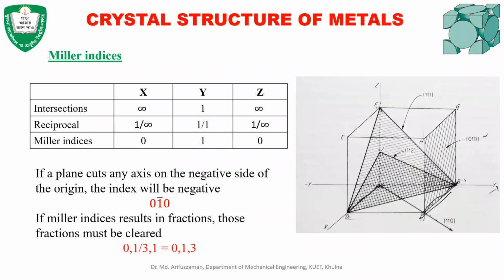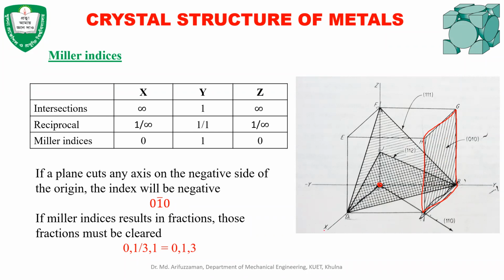For example, if you want to consider a plane like this one, and this is the origin. This is the origin of the unit cell on the space lattice. Then how do you define this plane using the Miller indices? To define that, you have to consider where the plane has intersected the x-axis, y-axis, and z-axis.